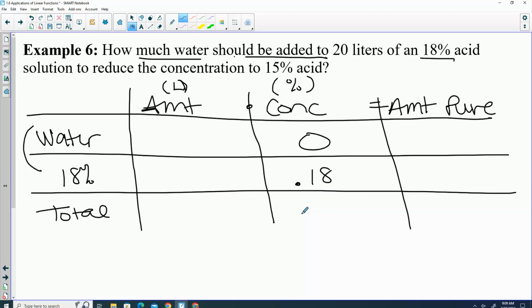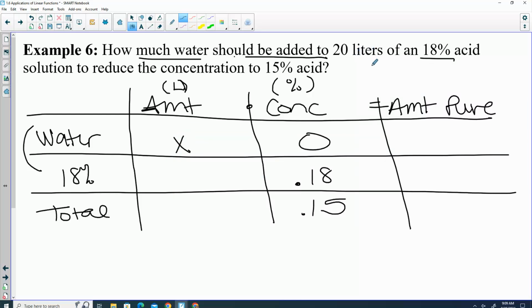0.18, and my grand total is 0.15. So remember, I told you, the final one should always be in between the other two numbers. Is 15 in between 0 and 18? Yeah, so we know we have it set up correctly. So it starts out, how much water? So if I don't know it, that is my X.